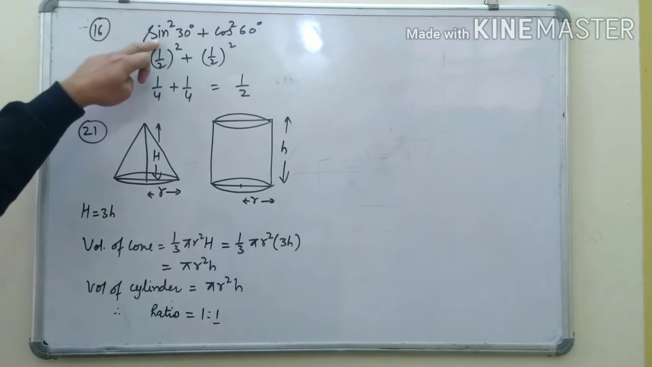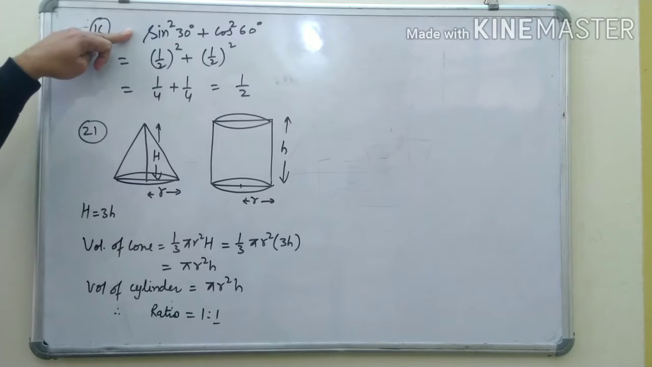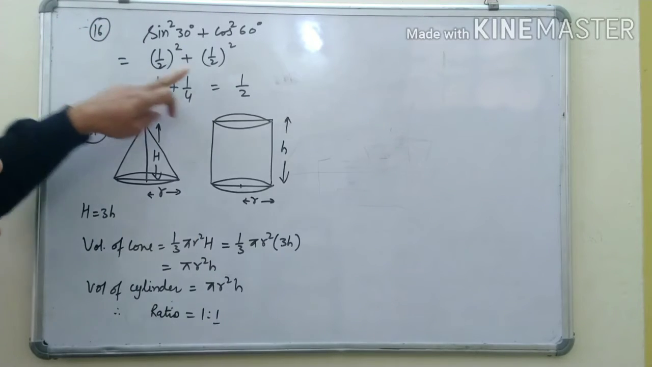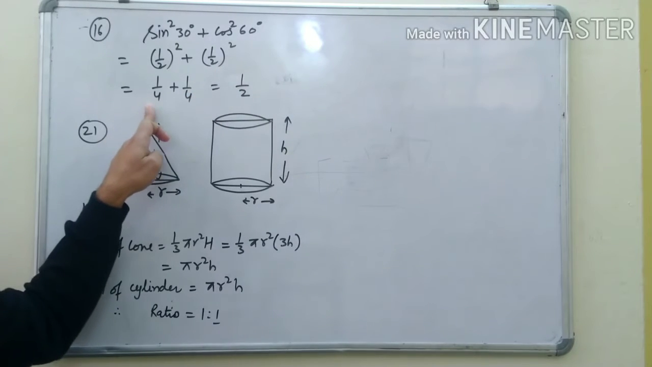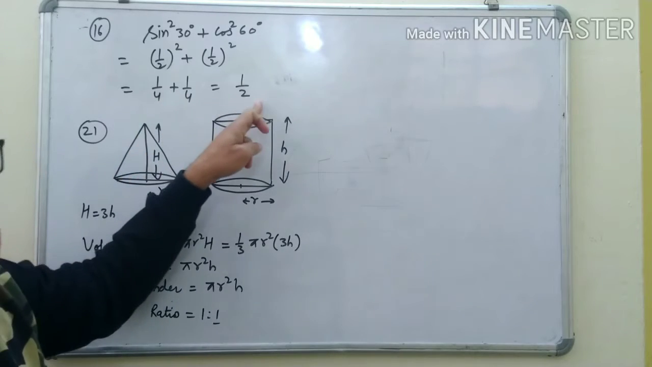In 16th question, sin square 30 plus cos square 60 is there. We know sin 30 is 1 upon 2 and cos 60 is also 1 upon 2. On putting the values and simplification, we get the total answer as 1 upon 2.